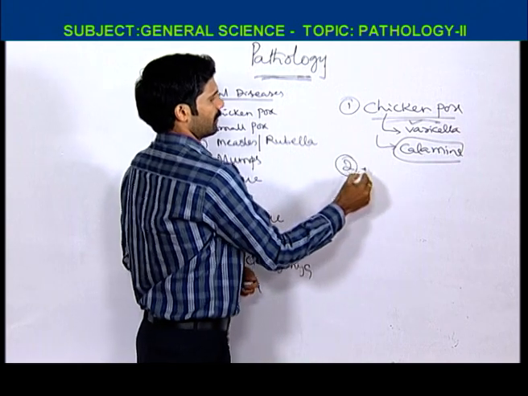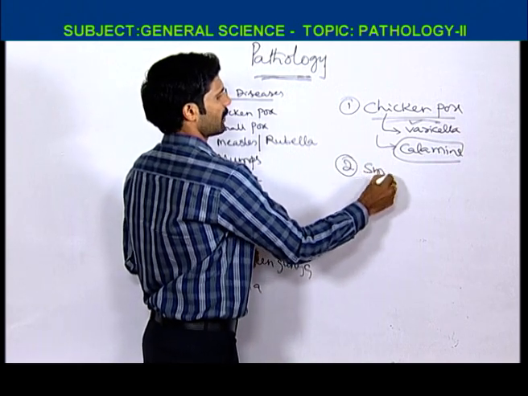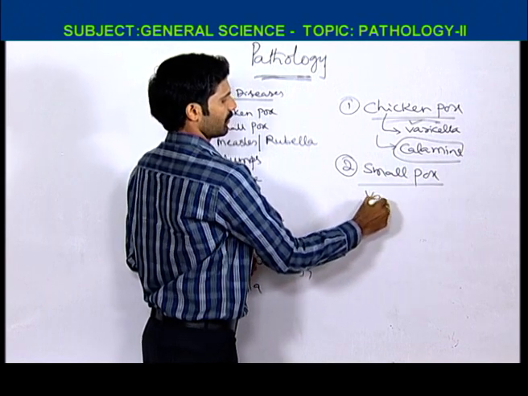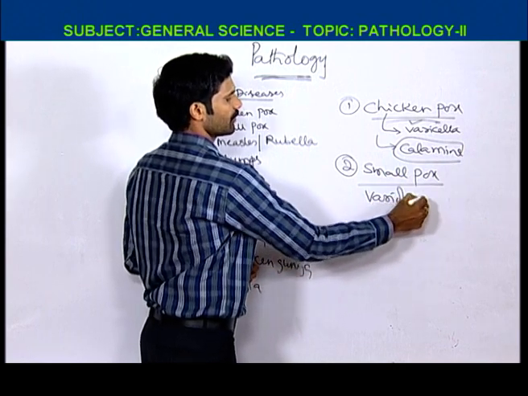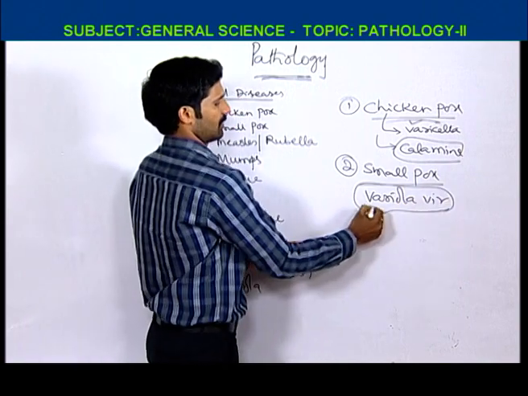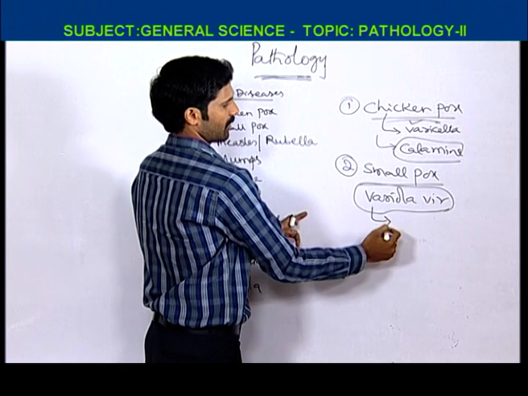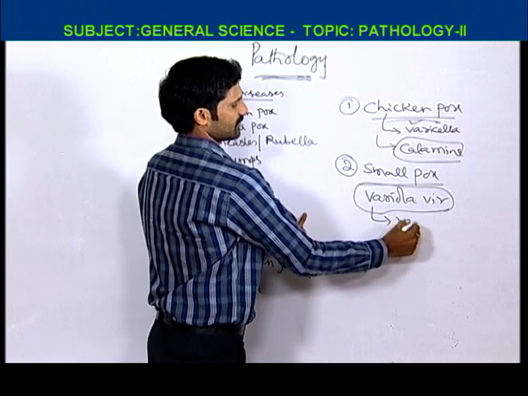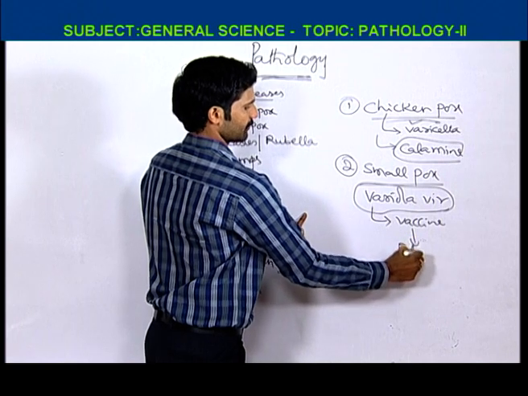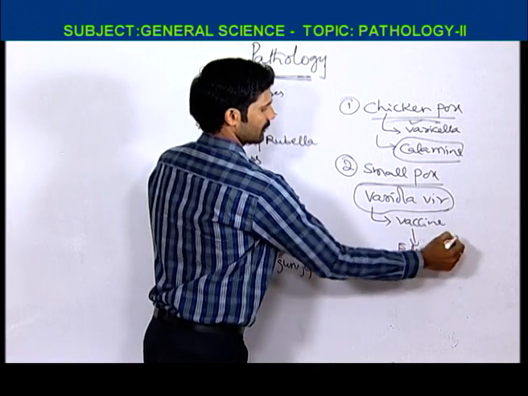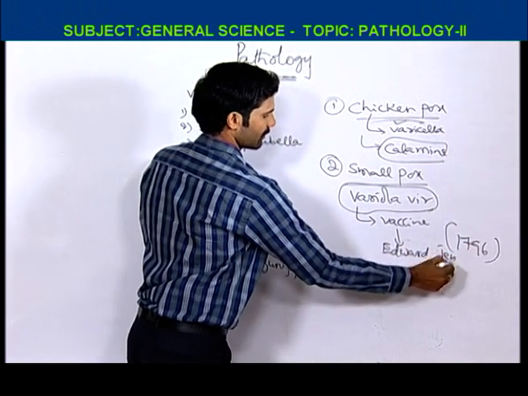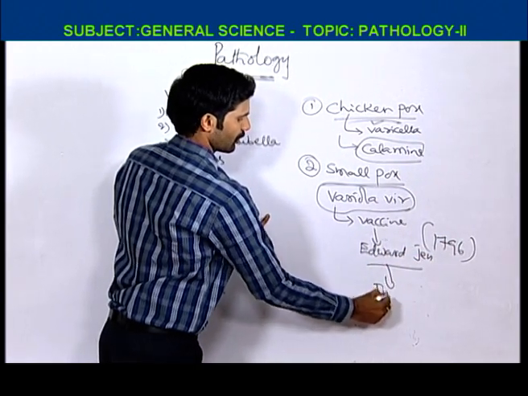Next viral disease is smallpox. Smallpox is caused by variola virus. The smallpox vaccine was discovered by Edward Jenner in 1796. Edward Jenner was the father of immunology.